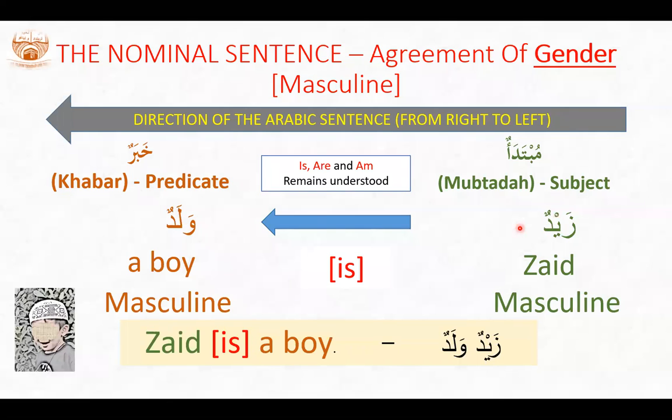We cannot say Zaidun Bintun. If Zaid is a boy, we cannot say Zaidun Bintun. That's wrong, right? Because there is no agreement.